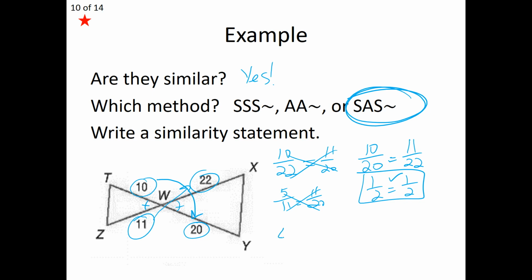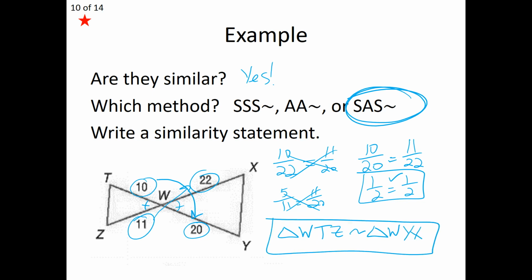So now I need to write a triangle similarity statement. I'm going to start with W in the middle. I'm going to go WTZ, traveling along my side 10 there, and that's going to be similar to W, corresponding with itself, WYX. And there we have it, a similarity statement showing that, yes, again, we know these triangles will be similar. Why? By side angle side similarity, and I've matched up my corresponding parts in my similarity statement.